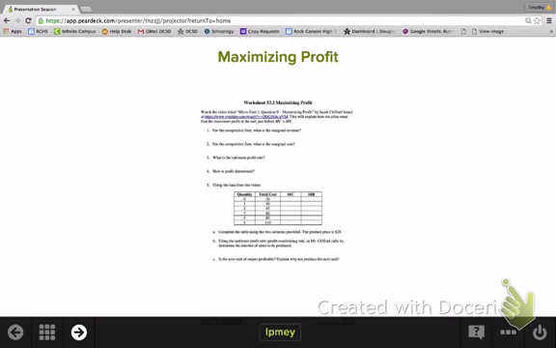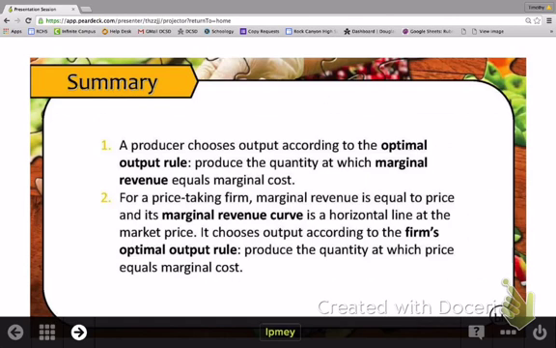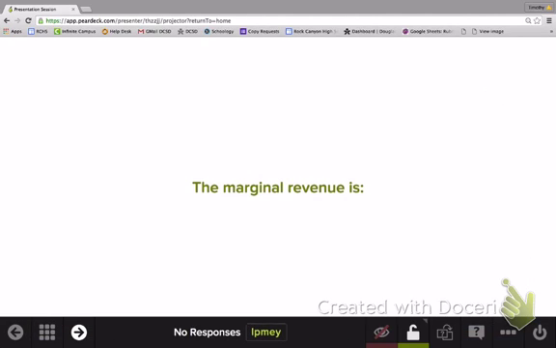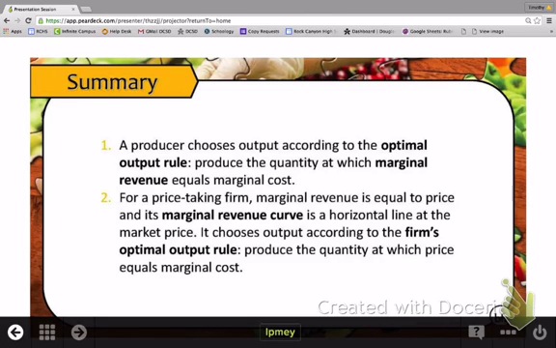This is another activity on profit maximization that we will do in class. And then this is a summary of what we've looked at in this particular module. So you could pause the video now and review the summary on your own. And then that will get us into some practice questions that we will do in class. So this concludes our look at profit maximization in Module 53.